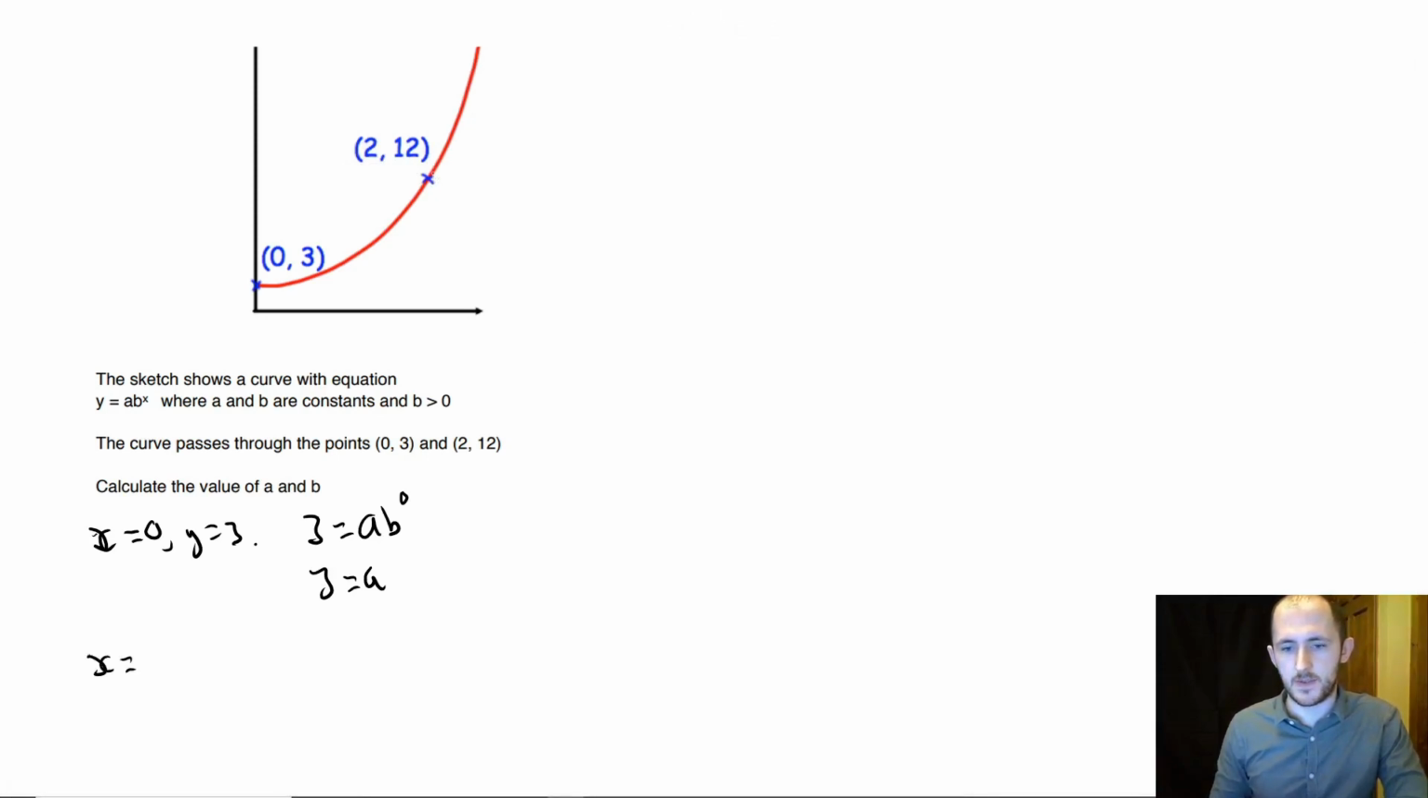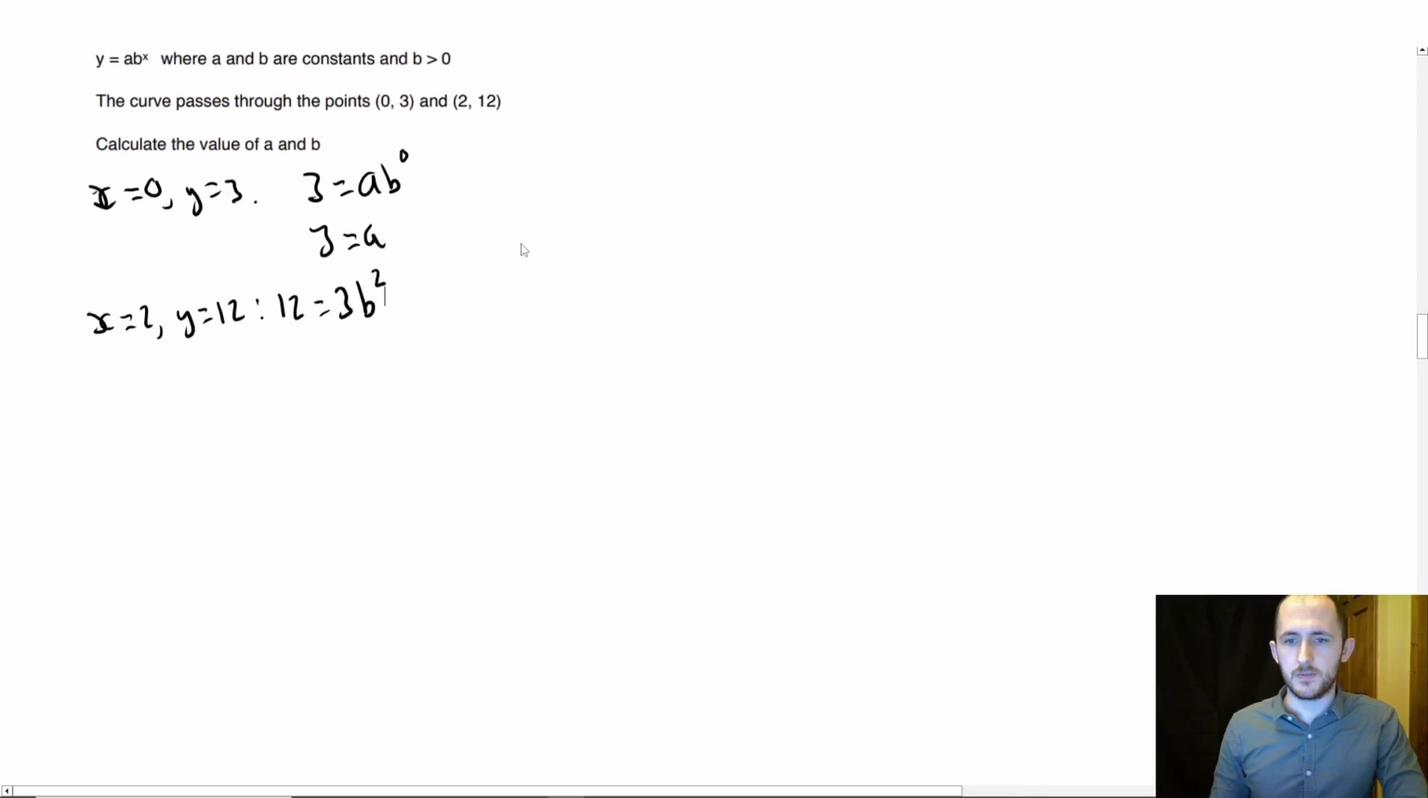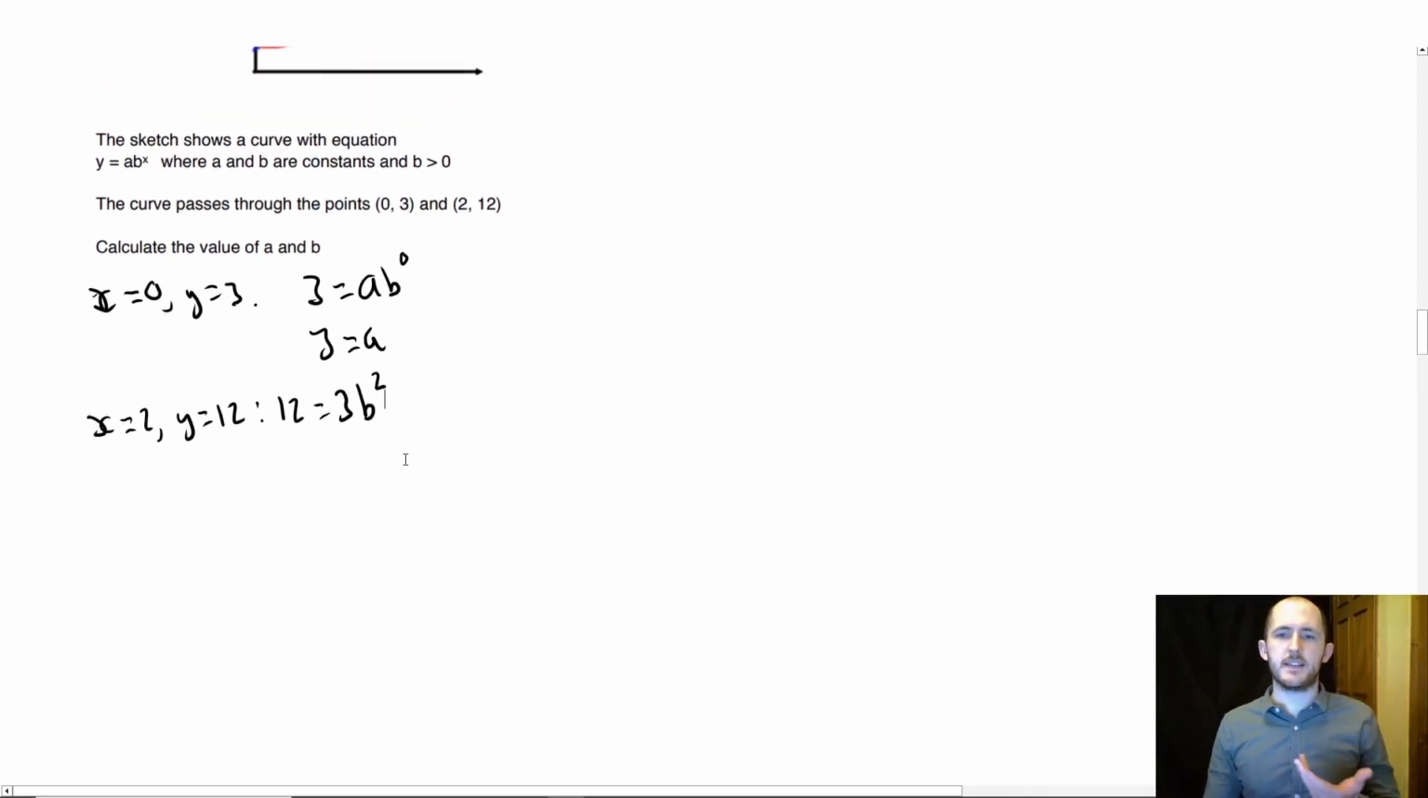So we have x is equal to 2, y is equal to 12. And again, we're going to have 12 is equal to, we know what a is, so I'm just going to sub in a, and then we have b to the power of 2. So now what would you do? Well, this is something I see some students do, is they try and square root first. That's not wrong. You can square root first. It's just not the easiest thing to do.